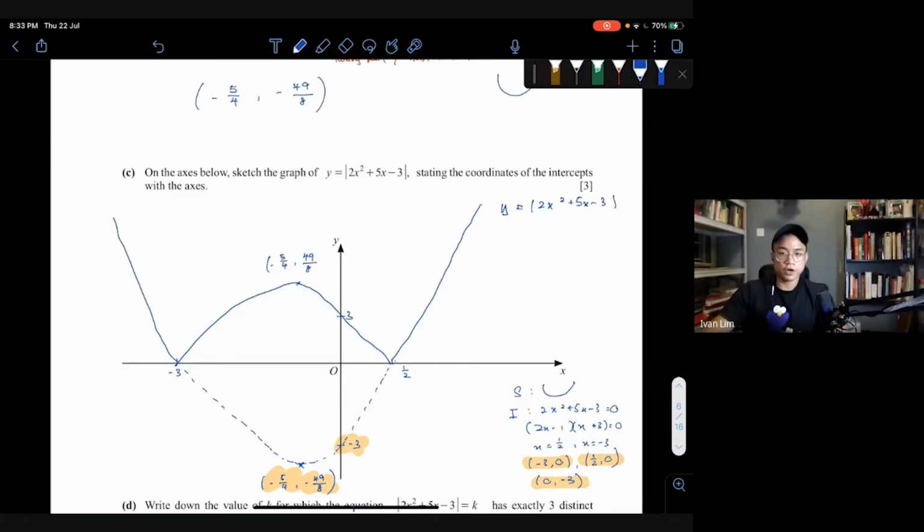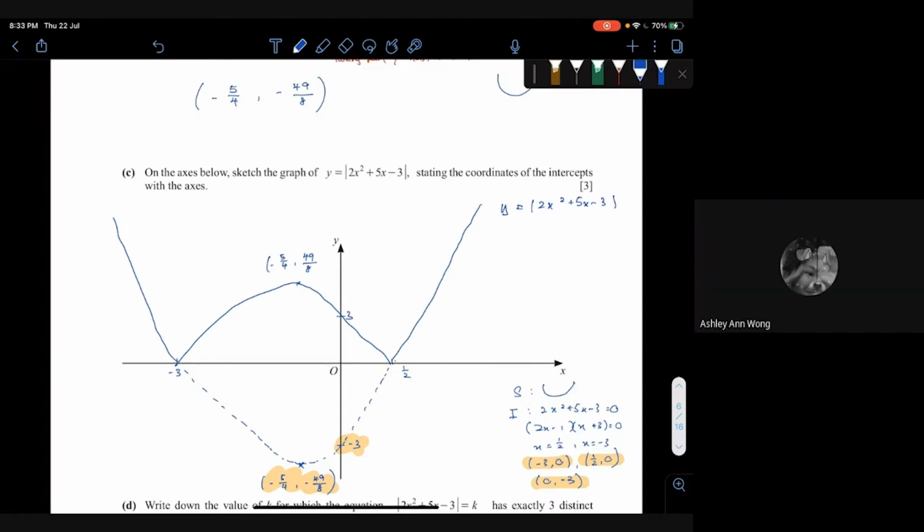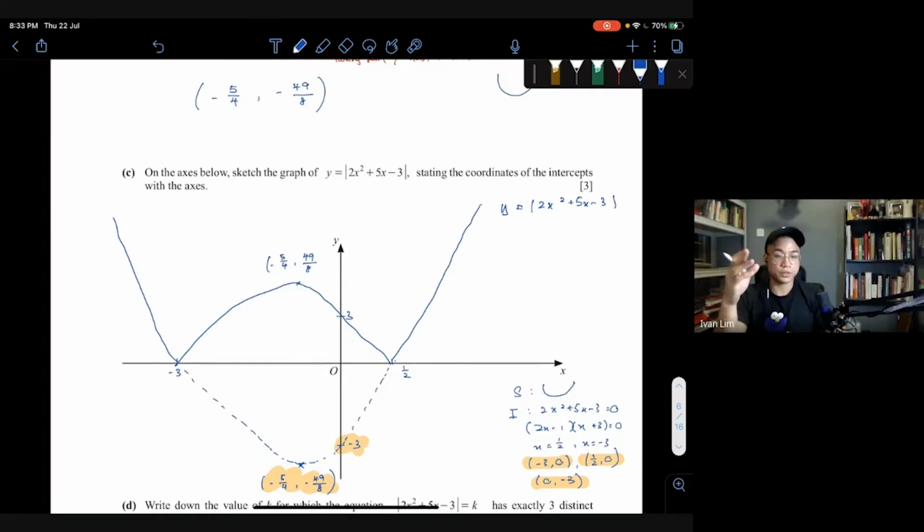Alright, so sketching of graph, SIM. This specifically for quadratic graph. Okay, your shape, make sure you know what's your shape first, whether it's smiling face or sad face. Intercept, your x-intercept and your y-intercept. So x equals 0, y equals 0, and then your maximum or minimum point.